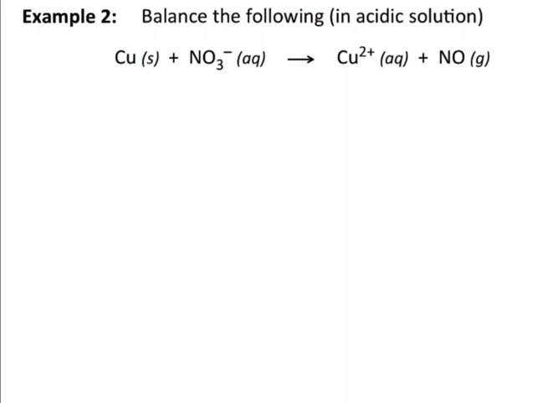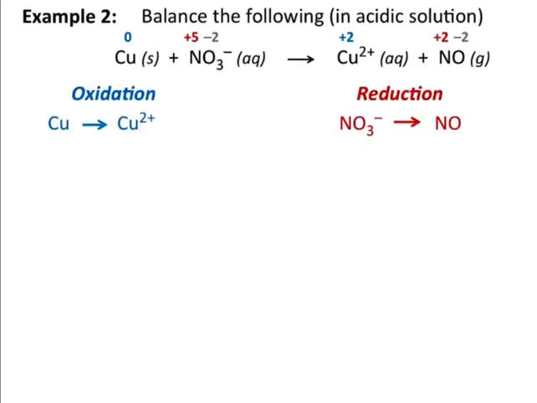So the first thing we have to do is oxidation states. Again, you've done that before, so I'm not going to talk through that now. And then we pull out the half reactions. So the copper loses electrons, so it's oxidized. The nitrogen in the nitrate is reduced, and so that's our reduction half reaction.